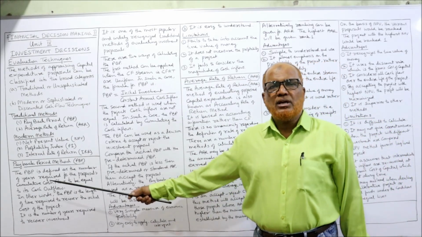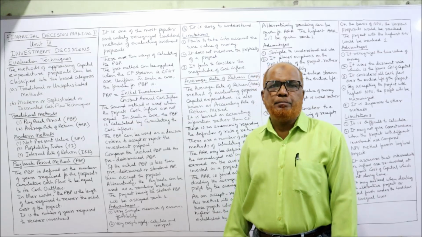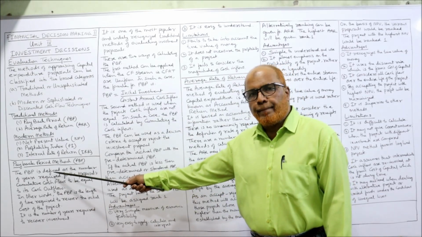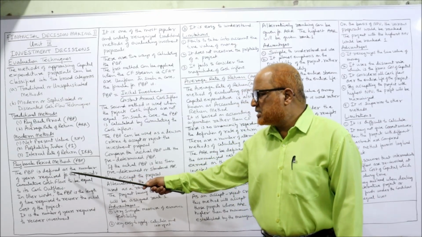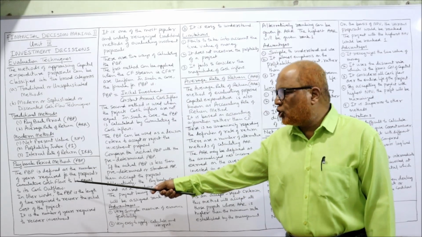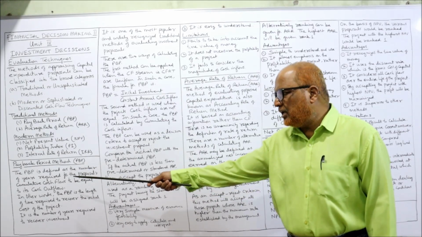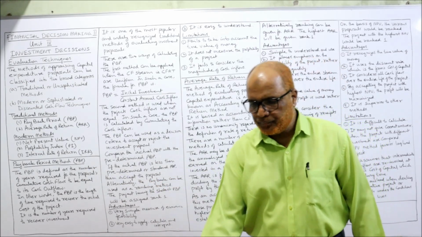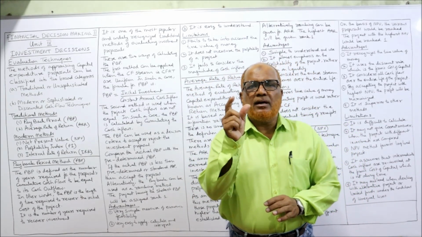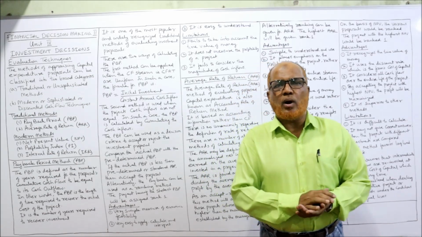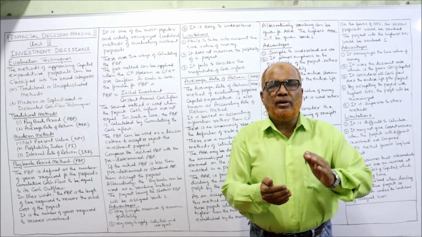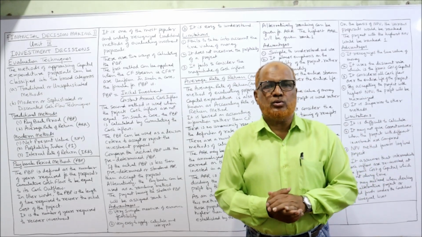In previous examinations, they have asked, what do you mean by payback period? So watch carefully here. PBP stands for payback period, and is defined as the number of years required for the proposal's cumulative cash flows to be equal to its cash outflow. Very simple. The PBP is the period required in which the cumulative cash inflows will be equal to the cash outflows.